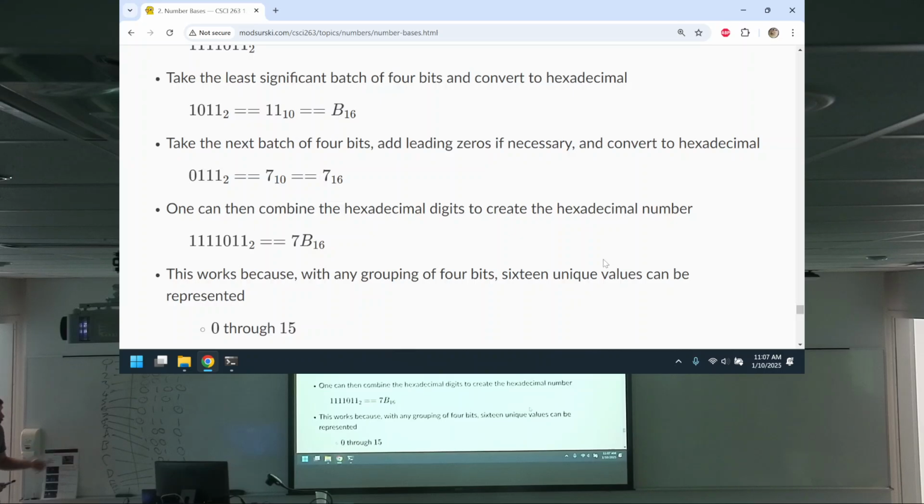This would also be true if we had a base 8 number. It would be really easy to convert, but I would only need groups of 3 bits to do it. Base 4 numbers would also work the same way, but I only need 2 bits to represent those things.